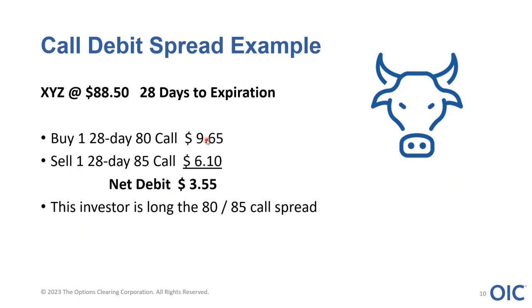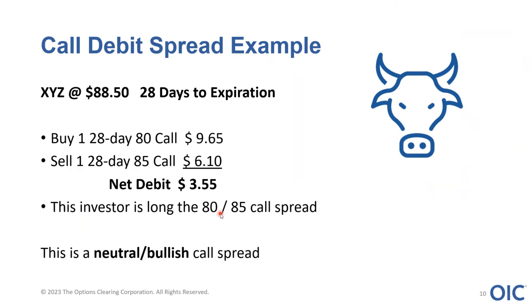If you were to actually execute both of these trades, buying the 80 call, selling the 85 call, and then write it down on a piece of paper and slide it across the table to me, as your risk manager, I would look at it and I would say, okay, great. You are long the 80-85 call spread. That's essentially how we talk about it in options nomenclature. You're long the 80-85 call spread. This is, generally speaking, a neutral or a bullish call spread.